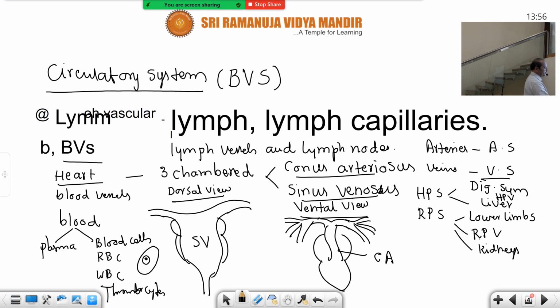In the NCERT it is used, but the actual thrombocyte cell is like this. This is the shape of the thrombocyte cell. RBC contain hemoglobin, etc. So with this, the circulatory system of frog is also completed. Noteworthy points are conus arteriosus, sinus venosus, hepatic portal system, renal portal system, etc. Okay.